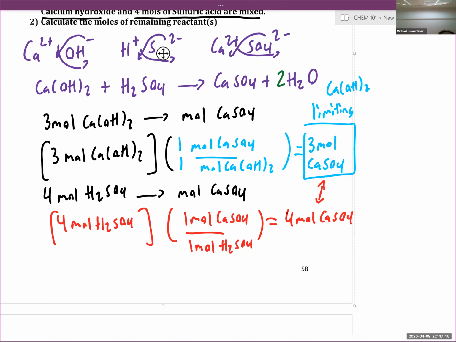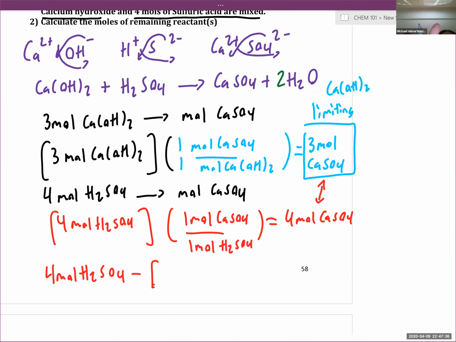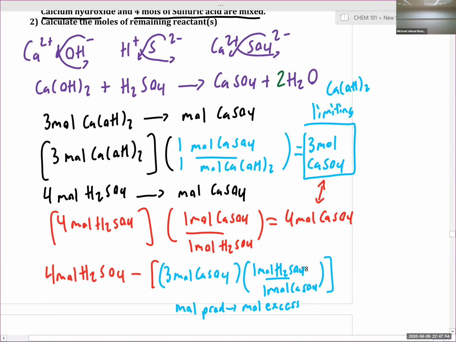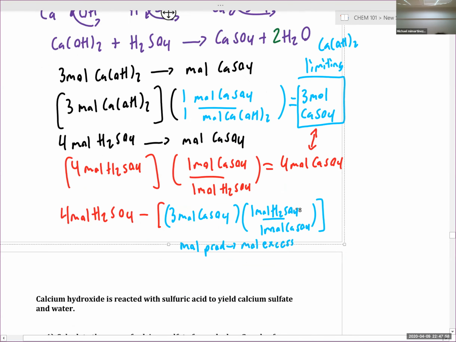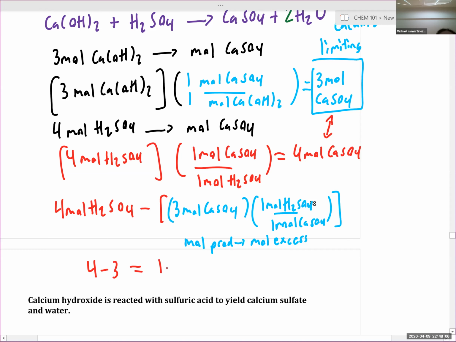So then, if you want to calculate the excess reactants, what you do is you take your 4 moles of sulfuric acid and then you subtract your 3 moles of calcium sulfate, and you use your stoichiometry to go from moles of product to moles of excess reactant, okay? So we know that we have 1 mole of sulfuric acid per 1 mole of calcium sulfate produced. And in turn, after we resolve this expression, we have 4 minus 3, which gives us 1 mole of H2SO4 left over.